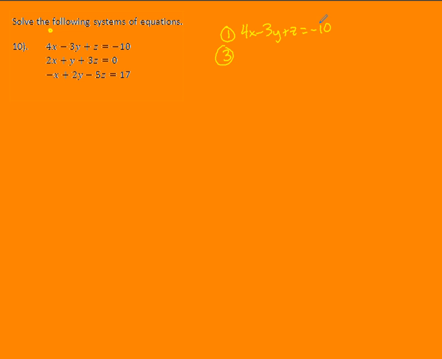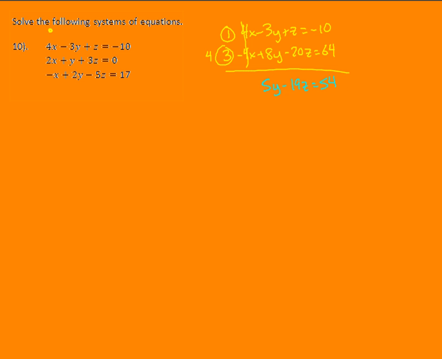And to eliminate x, I would need to multiply the bottom guy by 4. So I'm going to multiply that entire bottom equation by 4. So give me plus 8y minus 20z equals, and this will become 64. Now I can add them together. The x's will cancel out, and it will leave me with, excuse me, a 5y minus 19z equals 54.